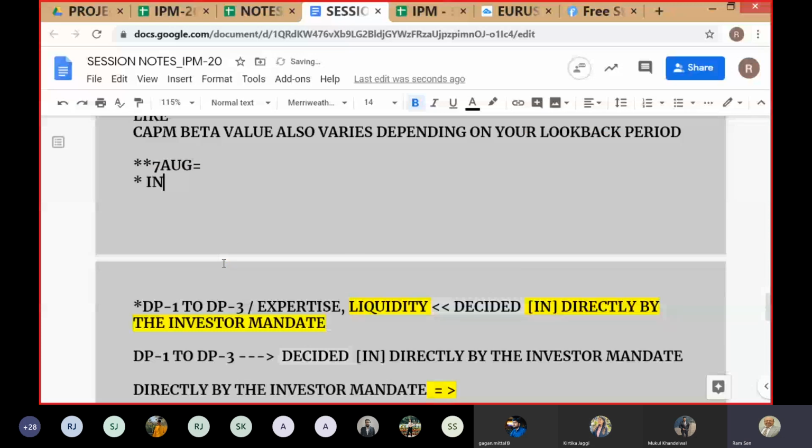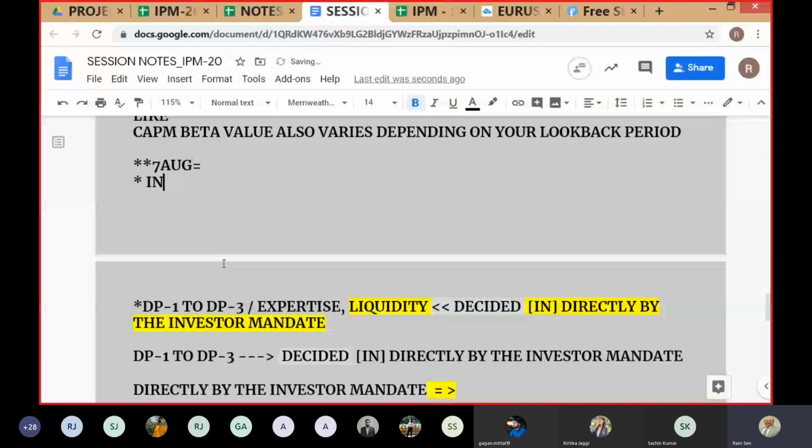So how do we solve these problems? Decided based on traders' expertise, market liquidity, etc. These are generally decided indirectly by the investor mandate, either indirectly or directly.